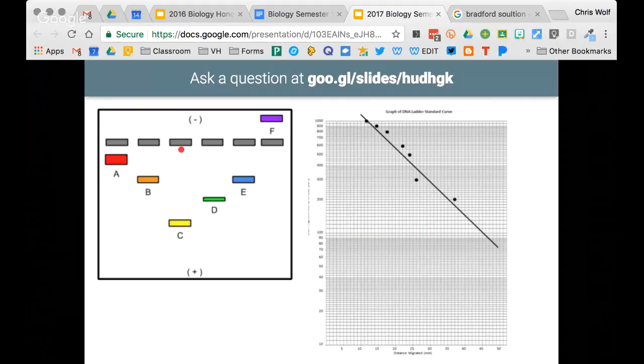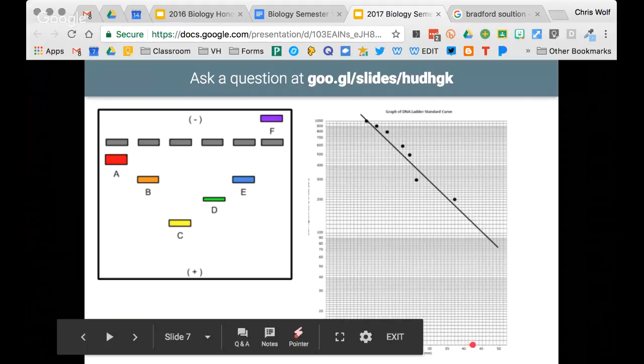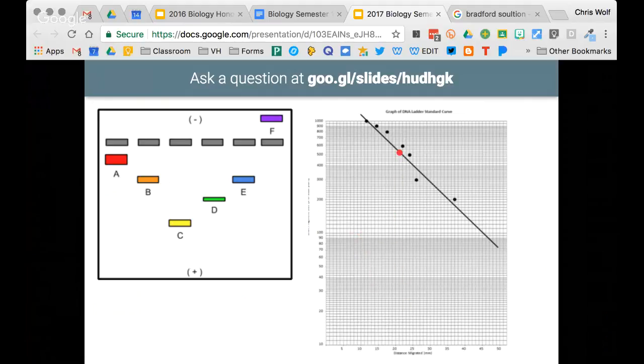Let's say this molecule moved 25 centimeters down the gel. Well, we go find on our graph here where 25 is, so 25 is right around there, and we follow that all the way up to where it hits our best fit line. So here's where 25 meets the best fit line, and then we follow it over to the y-axis and figure out, well, it's roughly 500 base pairs or whatever the unit is big.